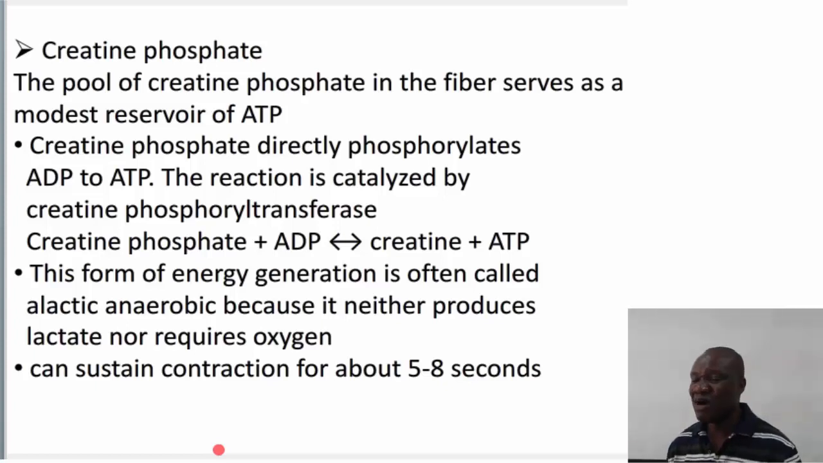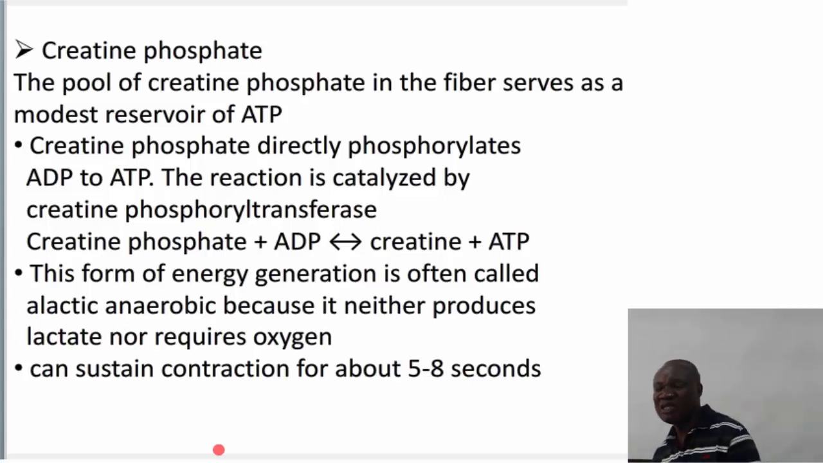It's not much, right? And this form of ATP generation or energy generation is called alactic anaerobic. It's an alactic anaerobic source of energy.